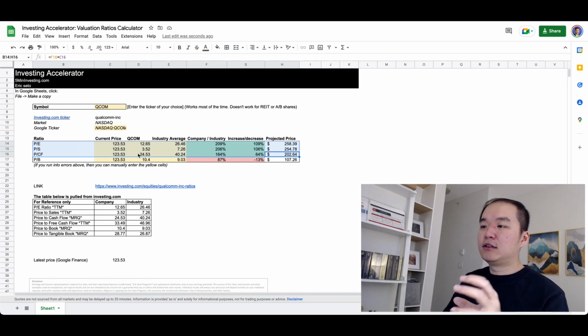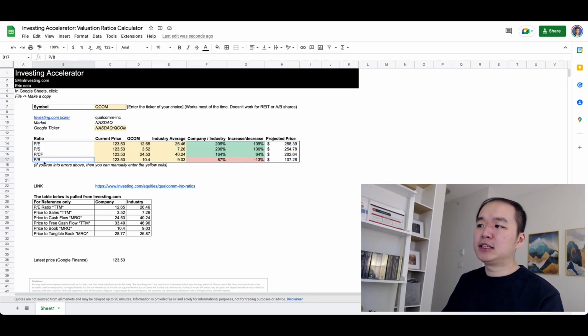So out of the 4 indicators, 3 of them are showing that Qualcomm is significantly undervalued. And for price to book value, it is 13% overvalued in this case: Qualcomm is 10.4 for price to book, and the industry average is 9. So the projected price is 107. It might actually get there in the short term because the market is quite volatile at the moment. But in the long term, I would still consider Qualcomm to be undervalued. These targets wouldn't be achieved in the short term, short term meaning 1 year or less.